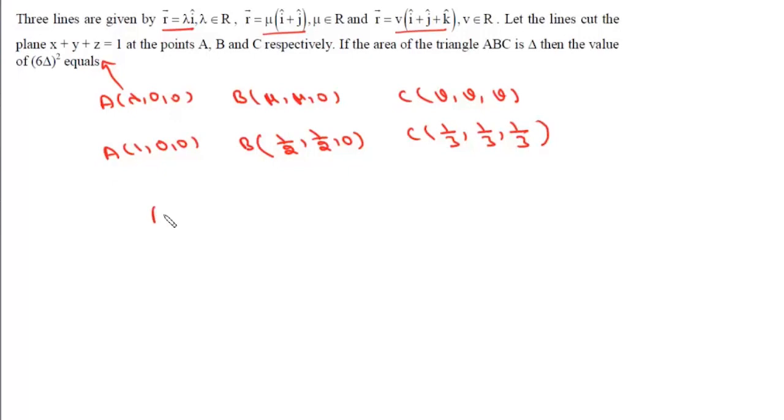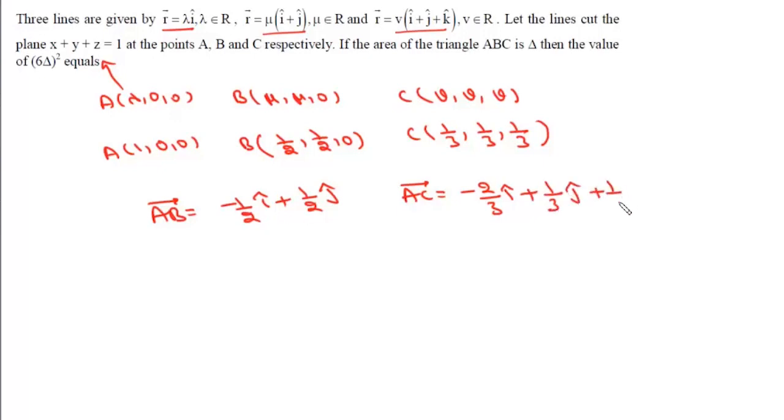Now for this, what we'll do is we'll find this vector AB, and vector AB is minus 1 by 2 i plus 1 by 2 j, and we'll find this vector AC, and vector AC is minus 2 by 3 i plus 1 by 3 j plus 1 by 3 k. Now what we'll do is we'll find this cross product AB cross AC.